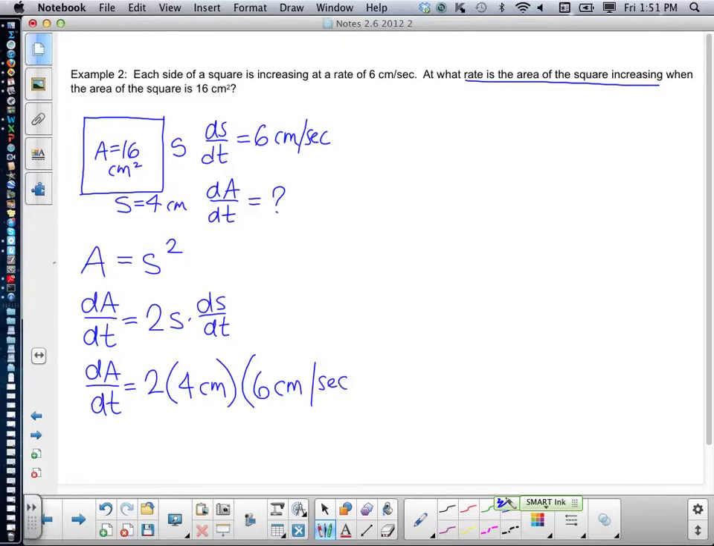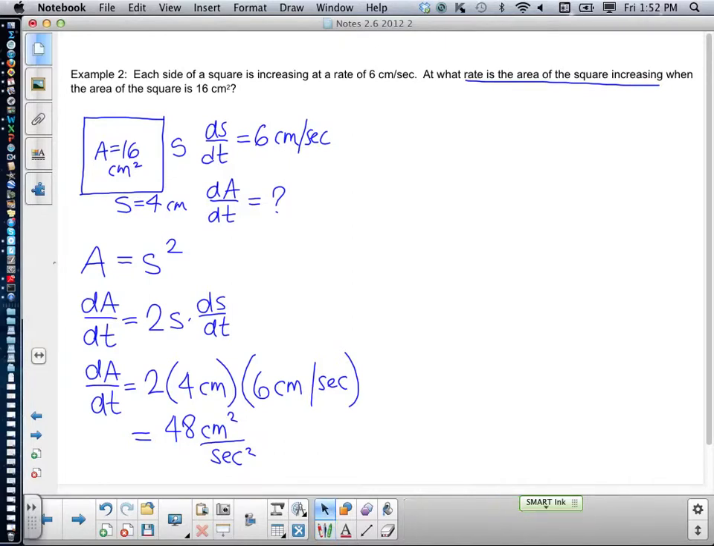I'm putting all these units in here so you can see that the units do work out. So that ends up being 48 centimeters squared per second. So we have an area per second. We have an area per unit time, correct?